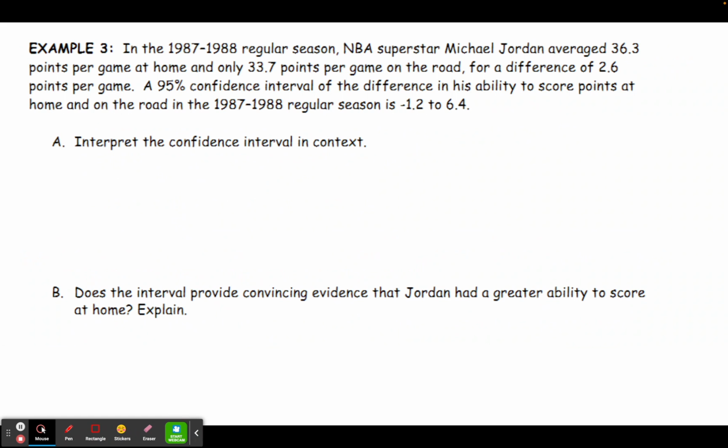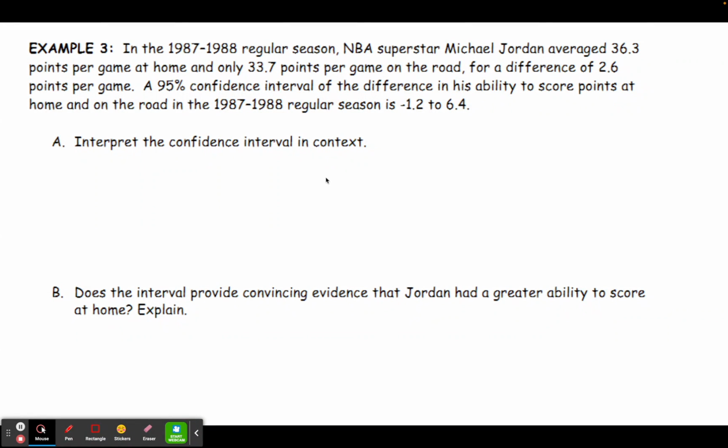In example number 3, it says in the 1987 and 88 regular season, NBA superstar Michael Jordan averaged 36.3 points per game at home and only 33.7 points per game on the road for a difference of 2.6 points per game. A 95% confidence interval of the difference in his ability to score points at home and on the road for the regular season is negative 1.2 to positive 6.4.